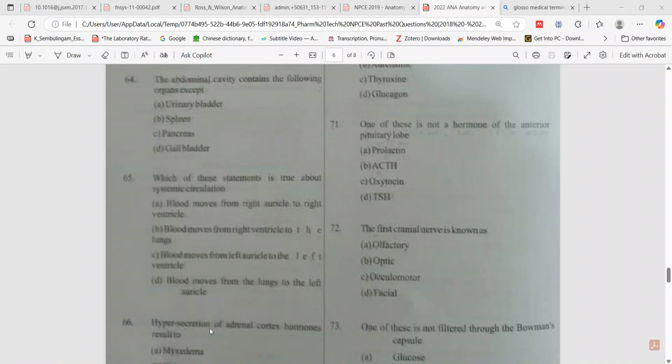The pancreas is an accessory organ of the digestive system, so you don't expect it to be in the pelvic cavity. The gallbladder has a role in fat emulsification. All those accessory organs of the digestive tract are in the abdomen. Bladder is out of the options. Questions?